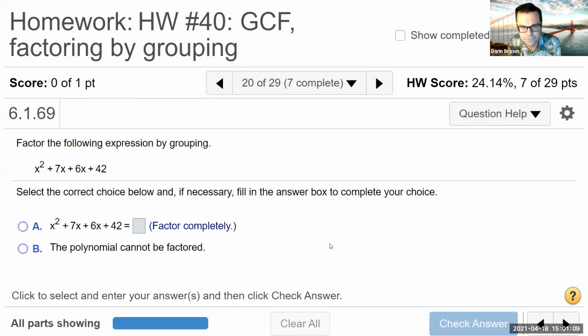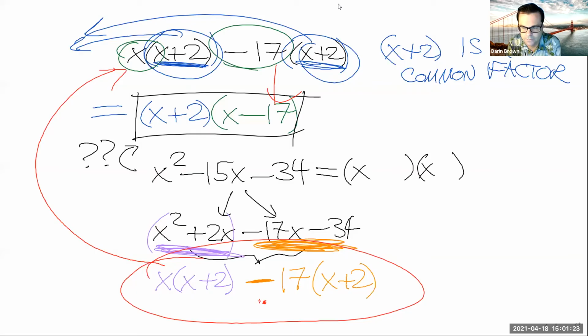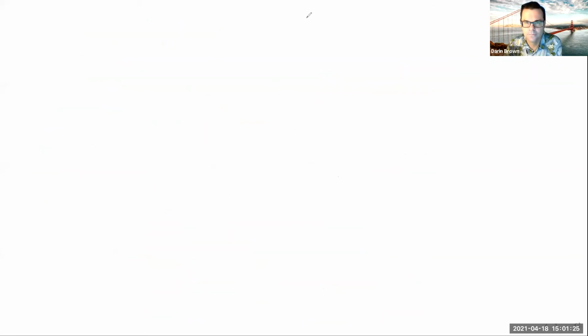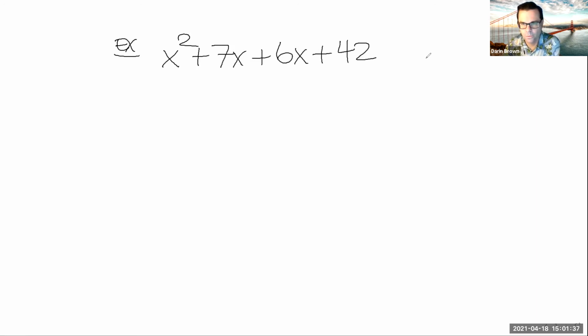We should be getting into factoring by grouping. Okay, so let's look at this one. I'll go to the whiteboard. We got x squared plus 7x plus 6x plus 42. So the way factoring by grouping works, let me just do this maybe on the side over here.